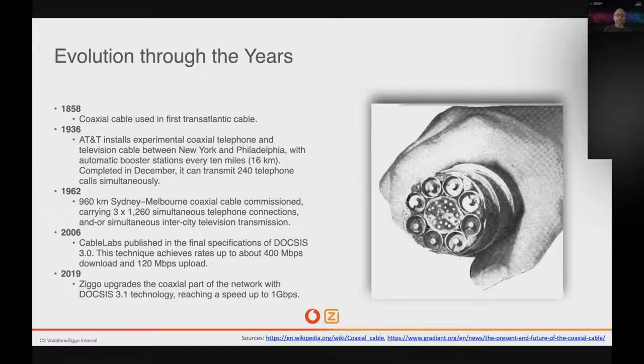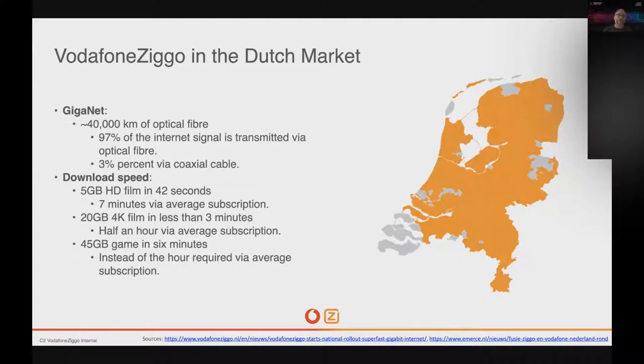But then when you look at how the progress started to be made towards Sydney and Melbourne, which is way longer than what was done in New York and Philadelphia, and also getting from 260 simultaneous telephone calls to 1260 simultaneous, which is one and a half times more than what happened just 30 years before that. But all the way to, for example, last year, 2019, when Ziggo deployed here in the Netherlands a 1 gigabit network in the country to cover 93%, if I'm not mistaken, of the country, using mostly optical fiber and coaxial cables.